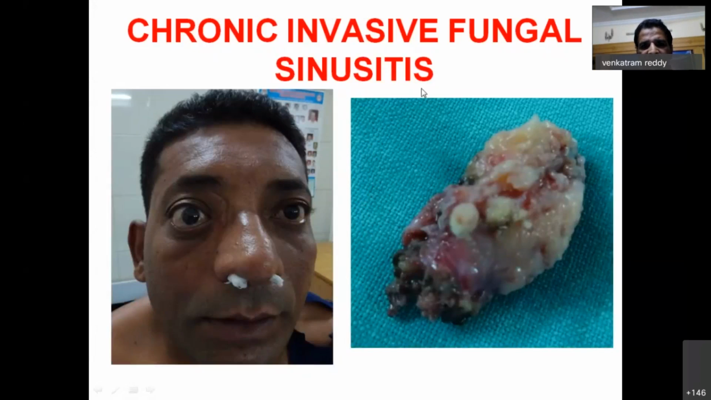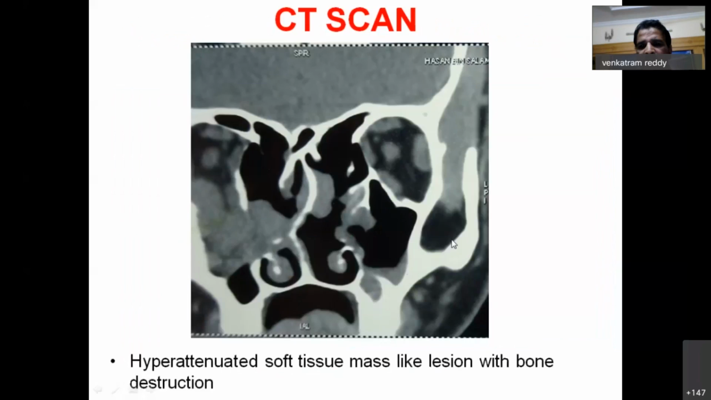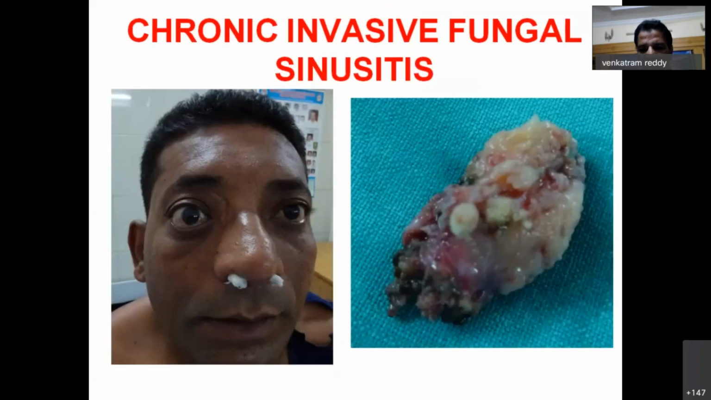Chronic invasive fungal sinusitis. This is a non-diabetic person. He presented with facial swelling here. So we went in endoscopically, opened up this area, and took out this tumor-like thing occupying the maxillary sinus. We had actually done an external biopsy, but that yielded nothing. As a second attempt we went into the orbit endoscopically, opened the orbit and removed a bit of this, and this was diagnosed as chronic invasive fungal sinusitis.